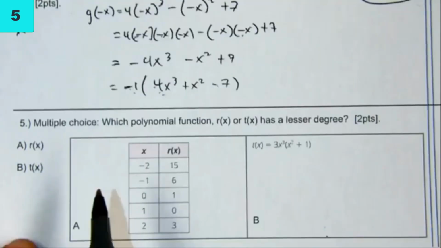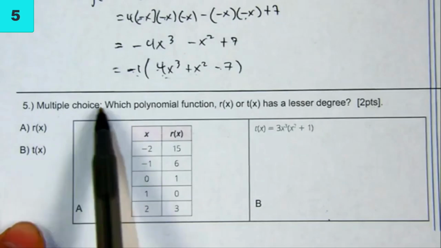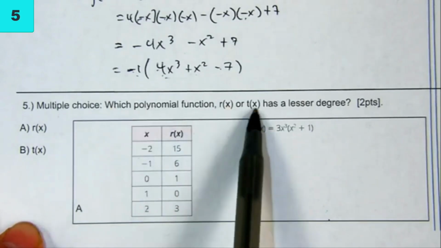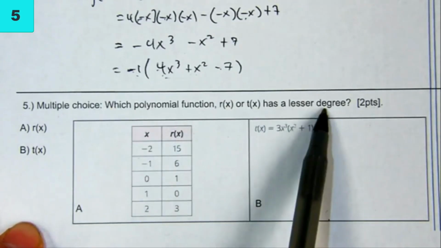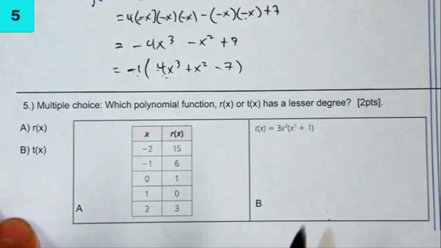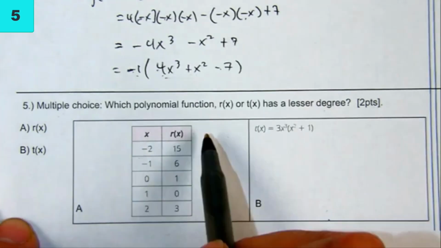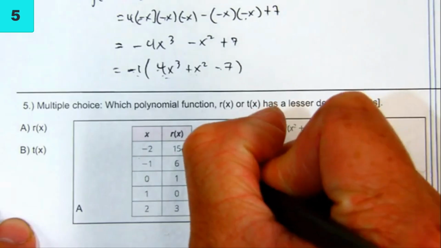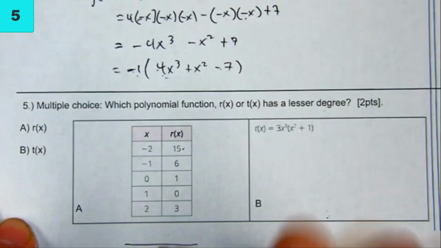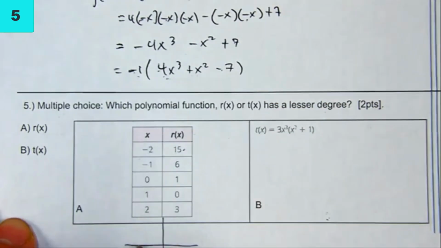Question number 5. With multiple choice, which polynomial function r of x or t of x has a lesser degree? So let's take a look at it. I'm going to try to figure out what kind this is so you can graph it. Negative 2, 15, negative 1, 6, 0, 1, 1, 0, and then right 2, up 3. So I'm not sure.